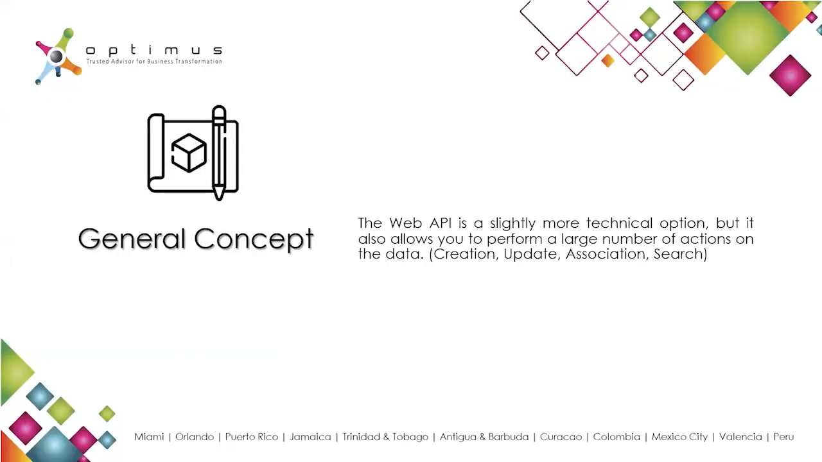Okay, so the general concepts. Basically, the web API is a slightly more technical option, but it's a web service layer that allows you to do the traditional operations like creation, update, query, and associate. It also allows you to delete information, modify any status, or change any information on the records. And you could do it massively. It means that if you want to modify multiple records, you could do it.